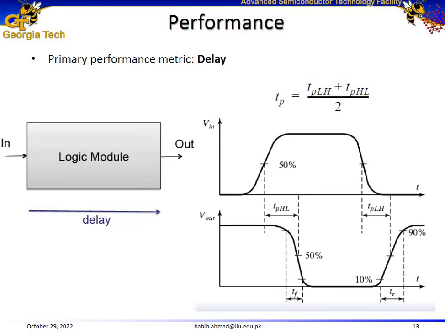Talking about performance, the key metric is delay. We have our logic module, in this case an inverter. We apply an input and we are going to receive an output, but it is going to take a certain amount of time for the gate to give its output. And where does the delay come from?